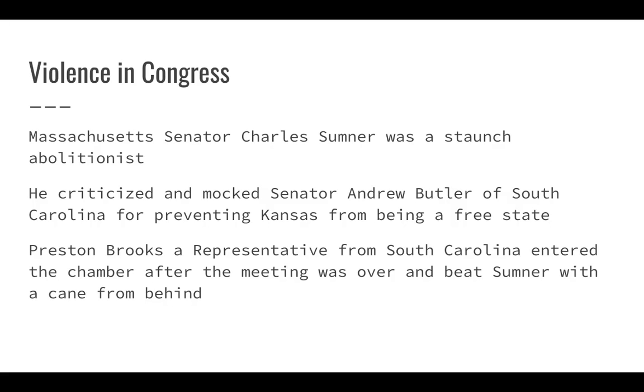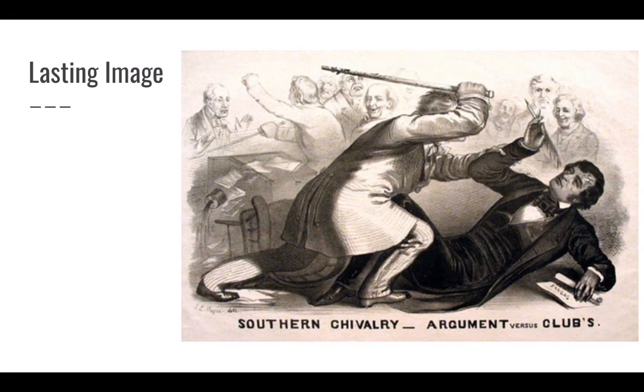Sumner was mocking Butler for preventing Kansas from being a free state. Word got around that Sumner mocked Butler, and Preston Brooks, a representative from South Carolina, entered the Senate chamber after the meeting was over and beat Sumner with a cane from behind. He left Sumner almost paralyzed, maimed, and with a ton of bodily injuries.